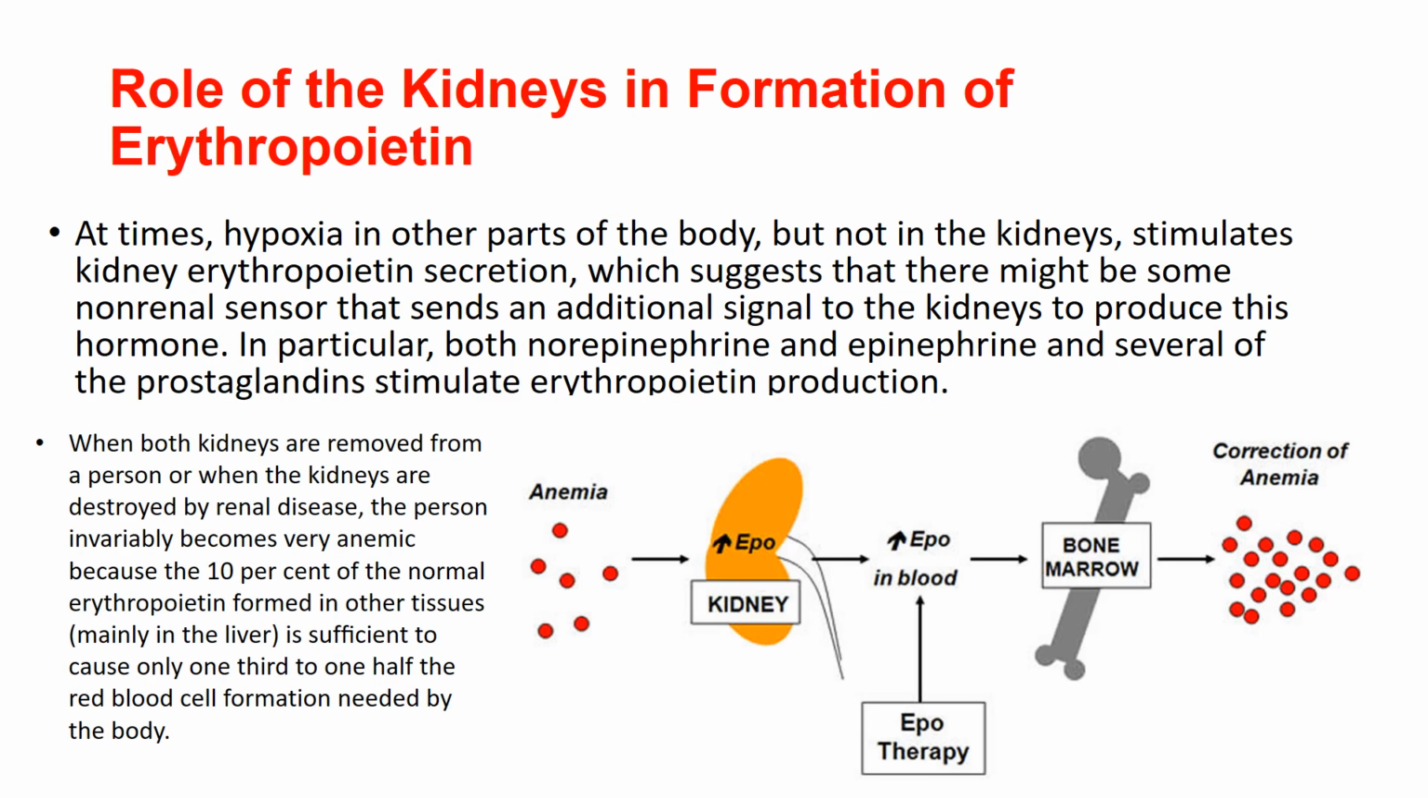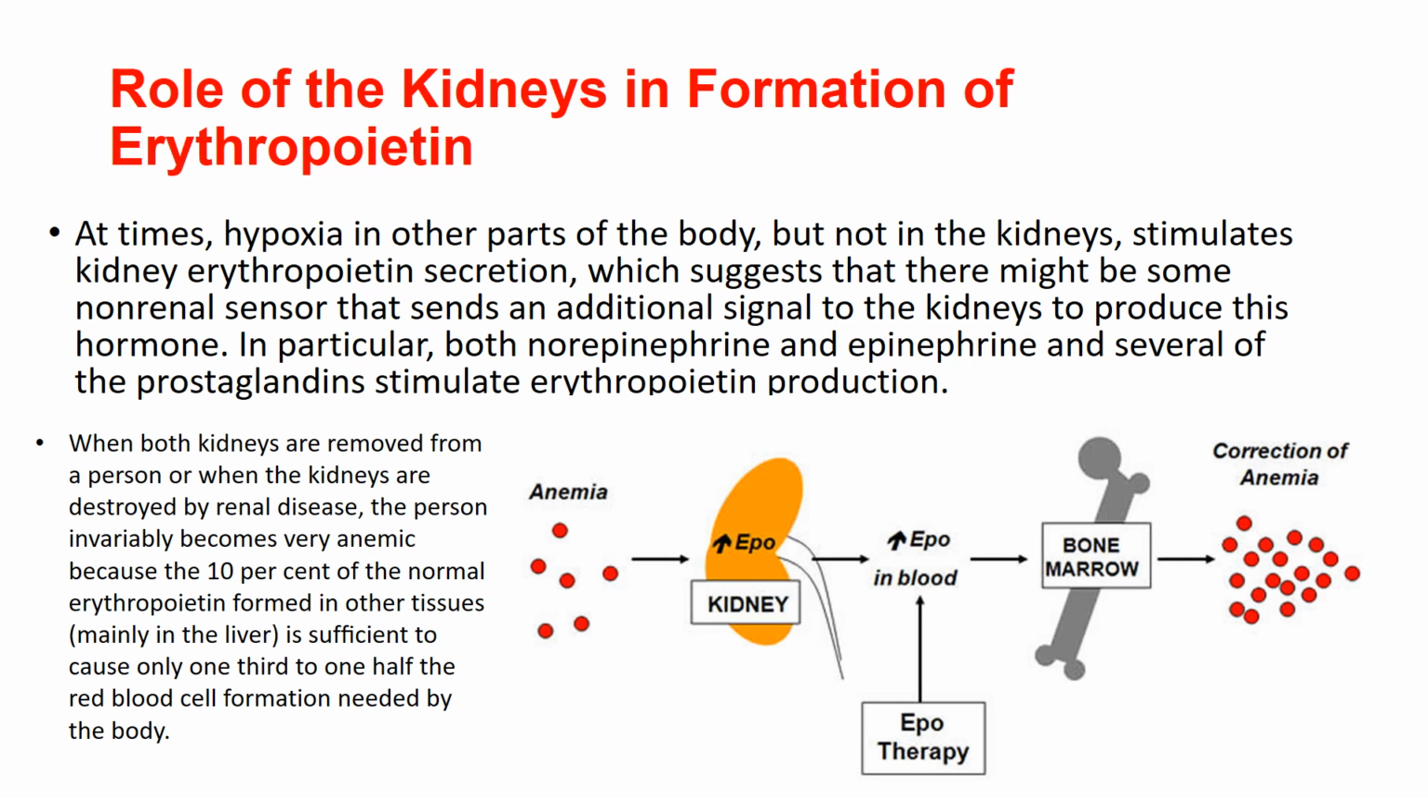At times, hypoxia in other parts of the body, but not in the kidneys, stimulates kidney erythropoietin secretion, which suggests that there might be some non-renal sensor that sends an additional signal to the kidneys to produce this hormone. In particular, both norepinephrine and epinephrine and several of the prostaglandins stimulate erythropoietin production.